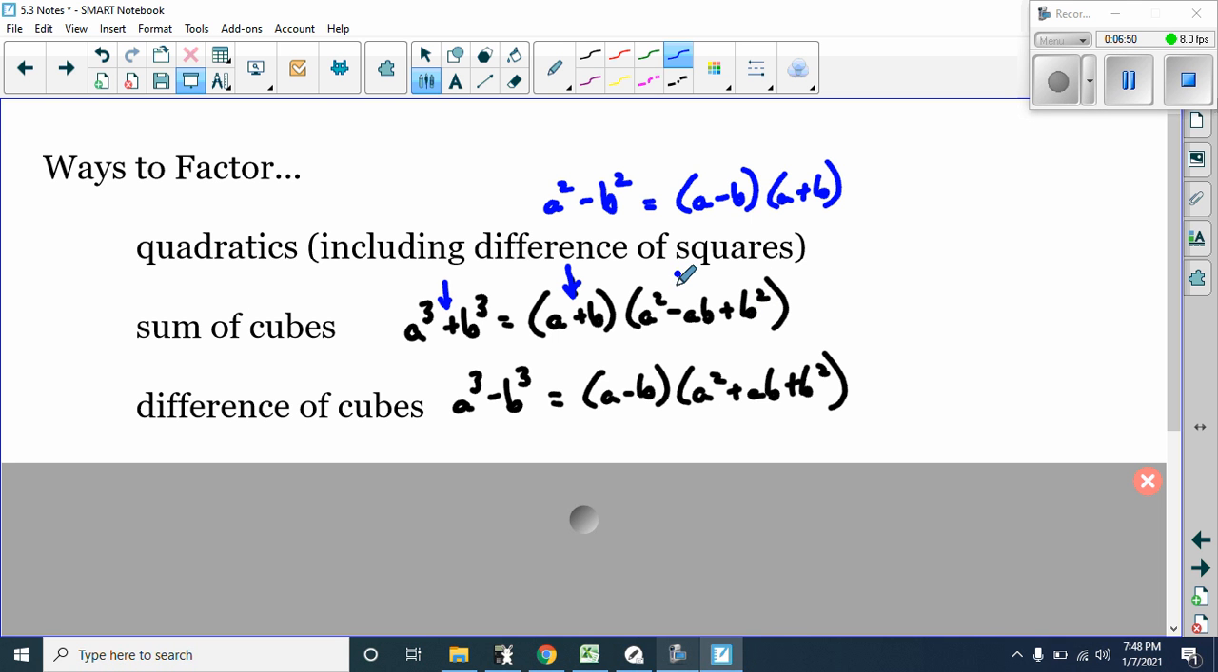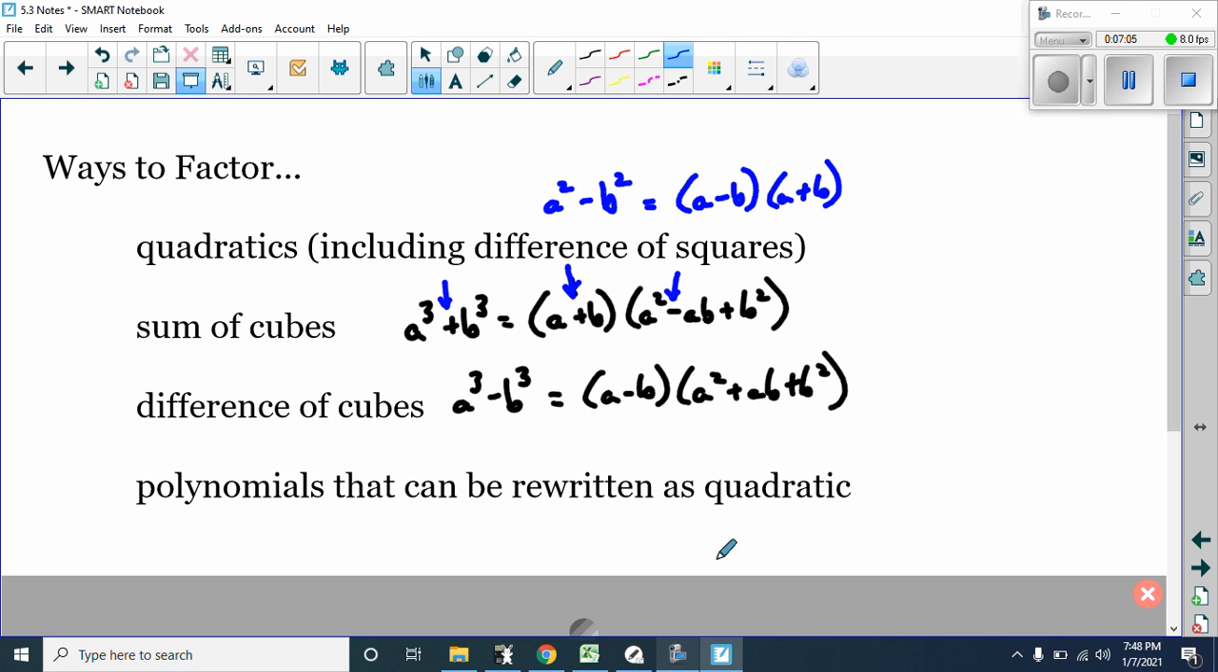And notice this sign right here is the opposite of what's given. This one's minus when it was plus. If it started as minus, now it's a plus. We'll practice some similar to those.